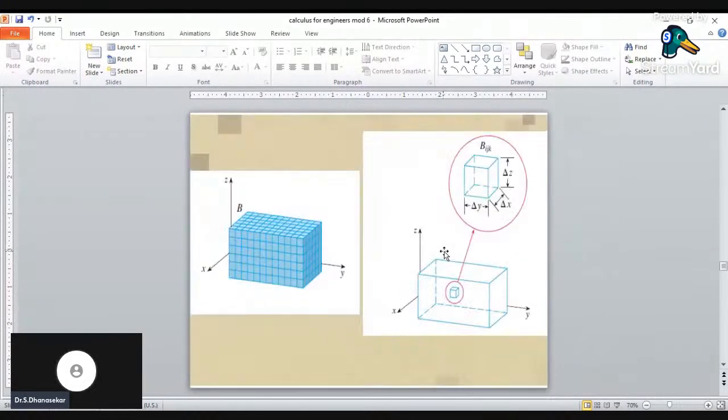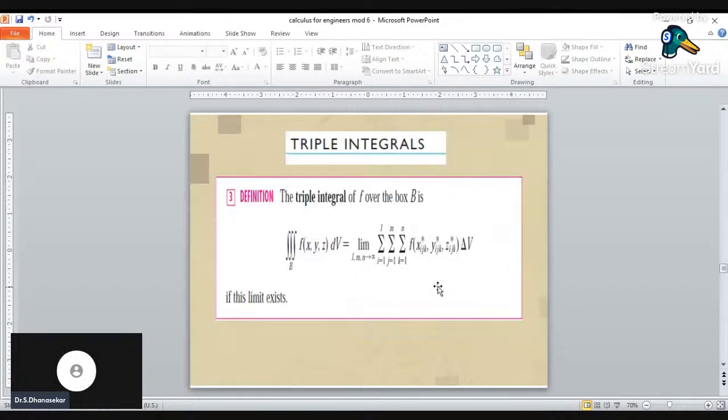so this is my triple integral. In the triple integral, what you are doing is dividing the region into cubes, parallel to the x-axis, parallel to the y-axis, parallel to the z-axis. So the whole thing will be divided into cubes like this, whose volume is delta x into delta y into delta z. It is again a sum, but you will have a triple sum.